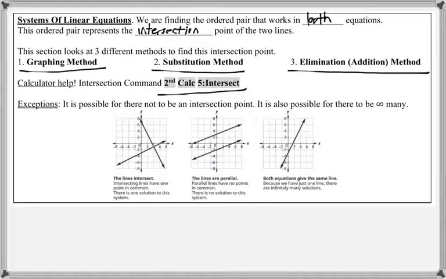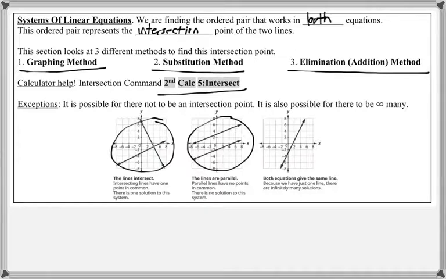Now, there are some exceptions. It's possible for there not to be an intersection point. It's also possible for there to be infinitely many intersection points. The most common case is just that there's one. But if the lines are parallel, then they're never going to cross. They're never going to intersect. So if there's no intersection point, then there's no solution.